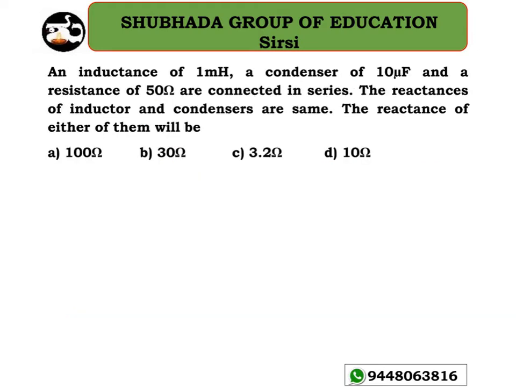The next problem is that an inductance of 1 millihenry, a condenser. Condenser in the sense it is a capacitor. Okay, so a capacitor of 10 microfarad and a resistance of 50 ohm are connected in series. The reactances of the inductor and the condenser are the same. The reactance of either of them is the question, correct? So they are expecting the value of XL equal to XC equal to how much? Okay, so any one of those two.